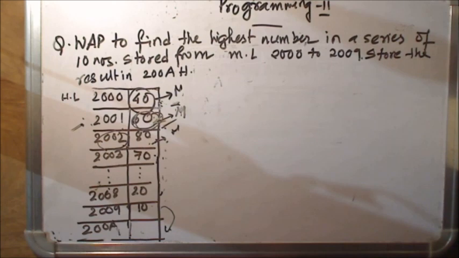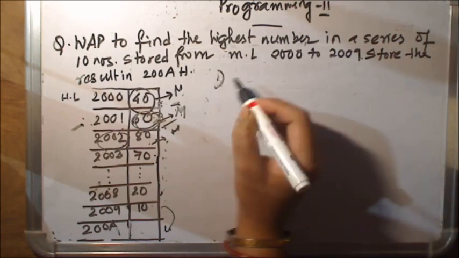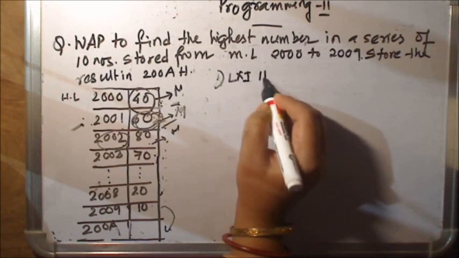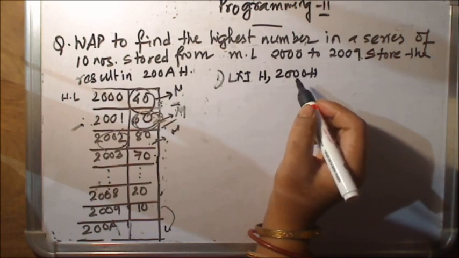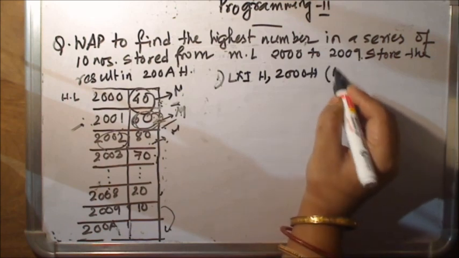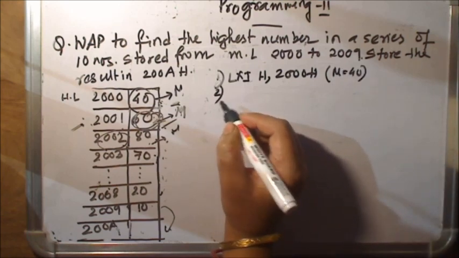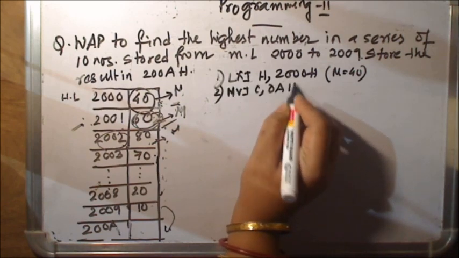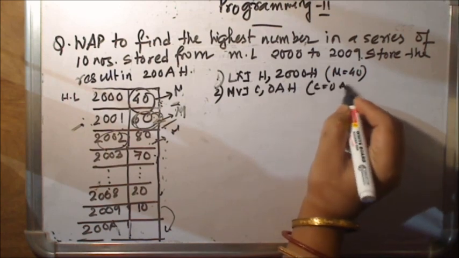First we will initialize the registers and the memory locations. So first step, initialize the HL pair: LXI H, 2000H. So M is now 40, right? Second initialization, we initialize the count: MVI C, 0AH. So C will be 0A. Fine.